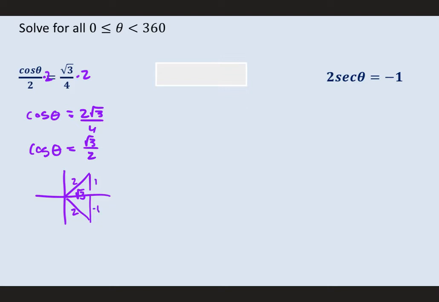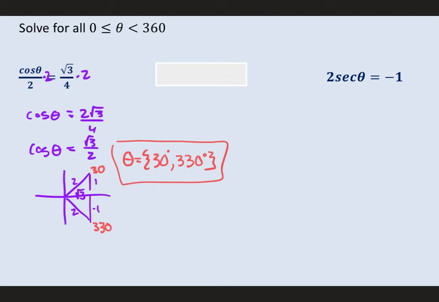This is a 30-60-90 triangle with a 30-degree reference angle. So in quadrant 1, a 30-degree reference angle is 30. And in quadrant 4, it is 330. So my two solutions here, theta equals 30 and 330 degrees, make this equation true. So that's what the solution is. All right, so that's our first example there.